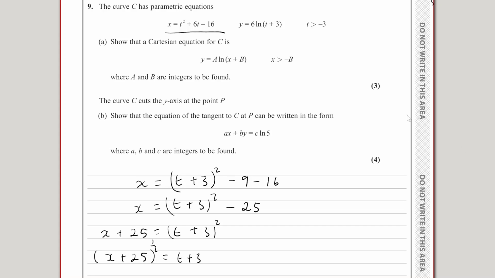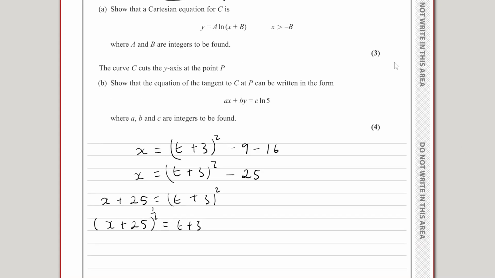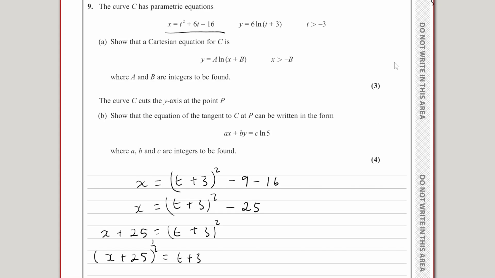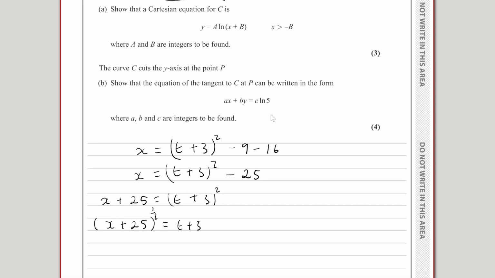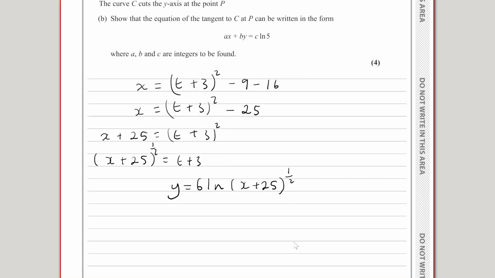Now I can substitute t plus 3 into my y equation. So y equals 6 ln of (x plus 25) to the power of a half. So I need to get rid of that power, so I can just jump it down to the front. 6 halves make 3, so 3 log (x plus 25).